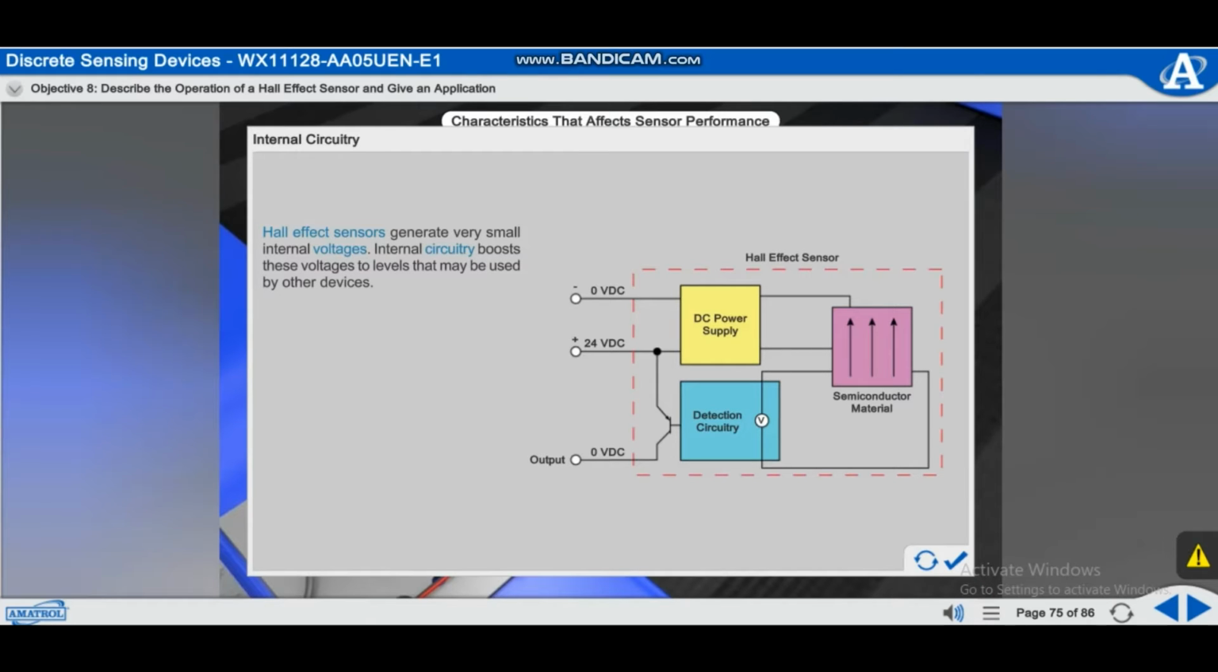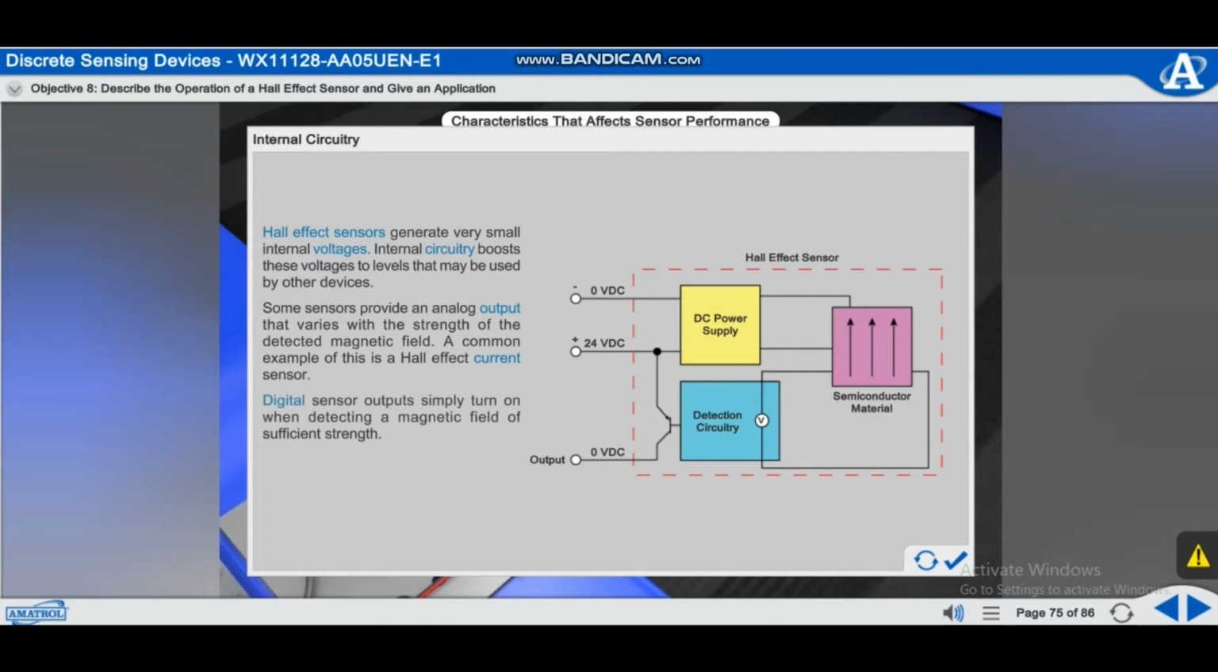Hall effect sensors generate very small internal voltages. Internal circuitry boosts these voltages to levels that may be used by other devices. Some sensors provide an analog output that varies with the strength of the detected magnetic field. A common example of this is a Hall effect current sensor. Digital sensor outputs simply turn on when detecting a magnetic field of sufficient strength.